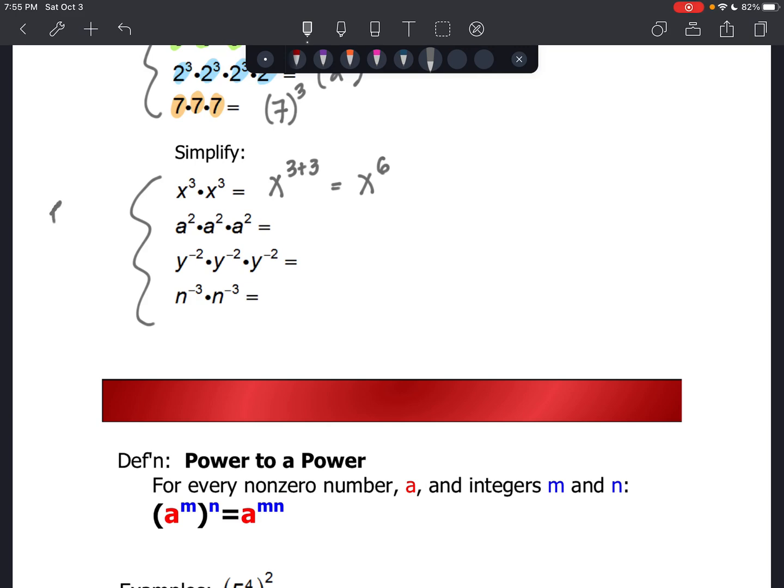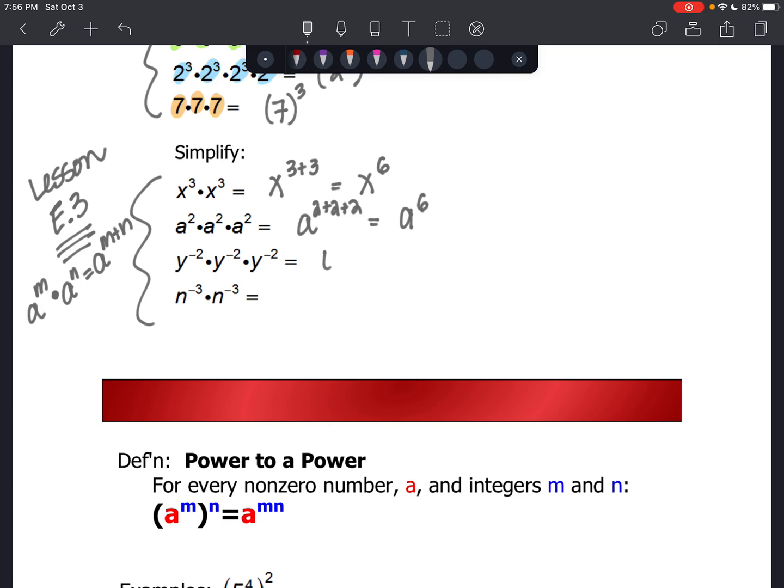So this was from our last lesson, E3. So this is the rule from E3. The rule from E3 said a to the m times a to the n is equal to a to the m plus n. a squared times a squared times a squared, we retain the base, we add the exponents, 2 plus 2 plus 2, which is 6.